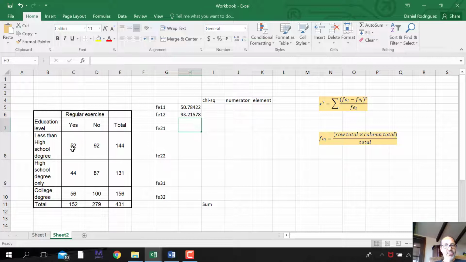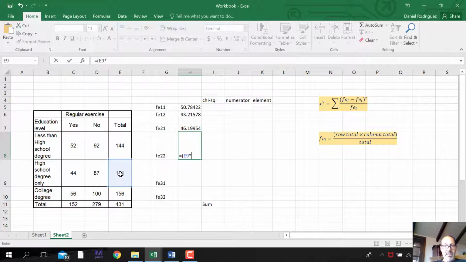So let's do cell 2, 1. We get equals row total times column total. In this case, the column total is 152 again, right? Divided by the grand total. And then let's do the next one, cell 2, 2. So we have row total times column total divided by grand total.